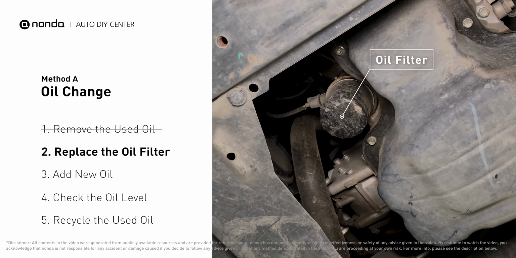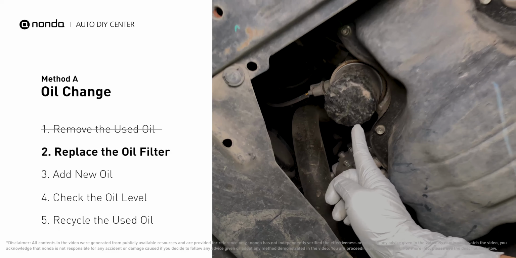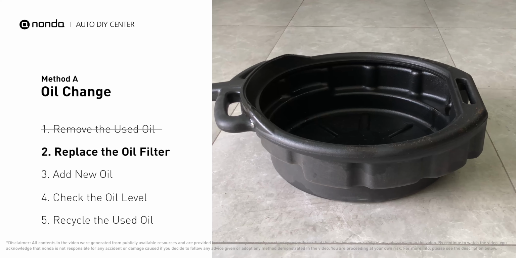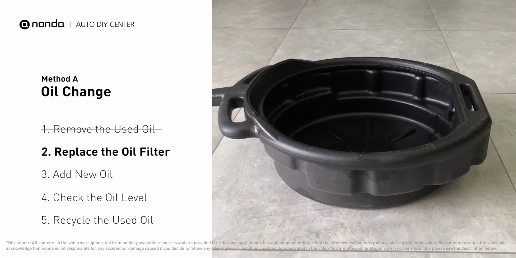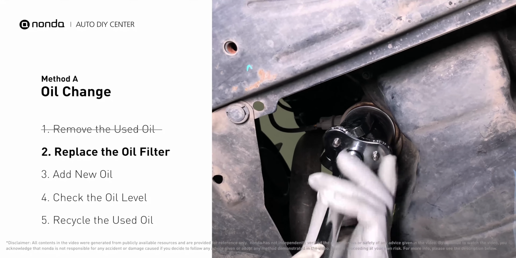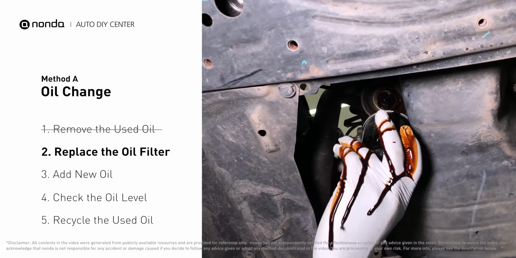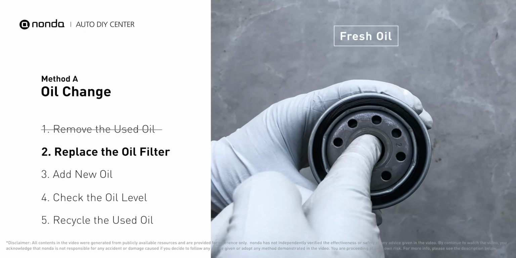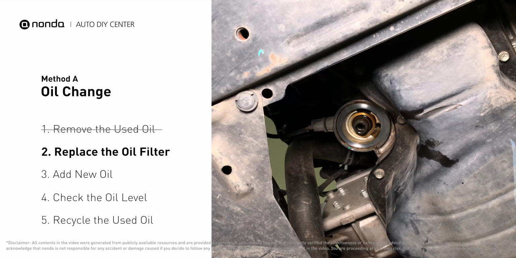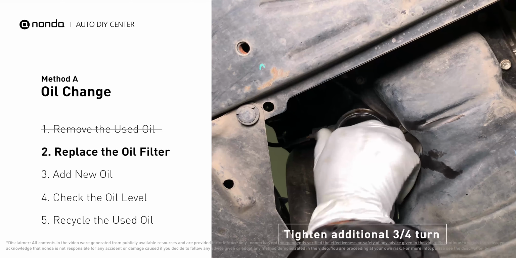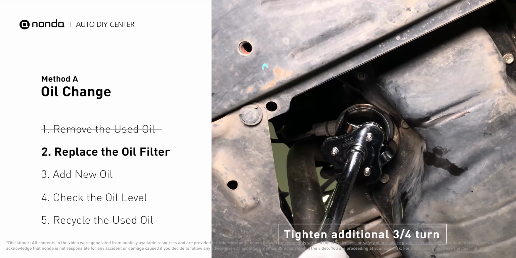The oil filter is usually located beside the oil pan or under the hood of your vehicle near the engine. Place the collection pan under the filter. There would be oil in the filter itself that could be hot, so it is important that the oil goes into the collection pan. Spread a bit of fresh oil evenly on the new filter's gasket. Then install the new oil filter. Tighten the filter additional 3/4 of a turn. Be sure not to over-tighten.